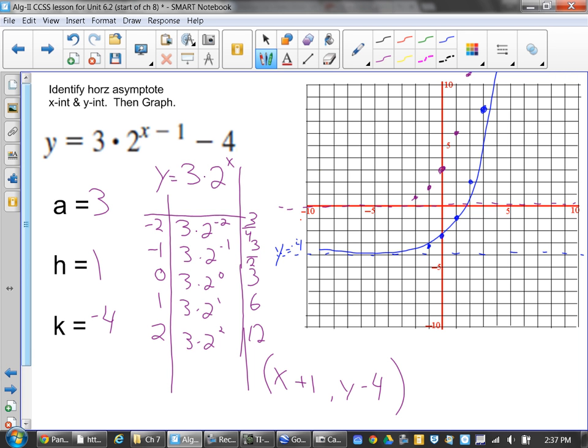What's your domain and range now at this one? Domain all real, y is greater than -4. Perfect. Your domain is all real. You should never get that question wrong with this. And then our range is y is greater than -4. Remember, this k value will be your horizontal asymptote.